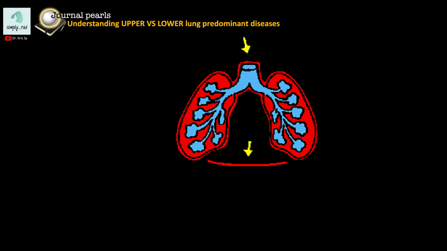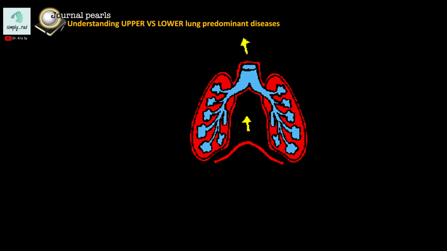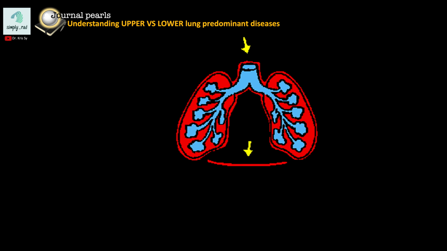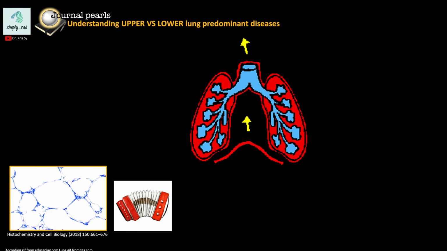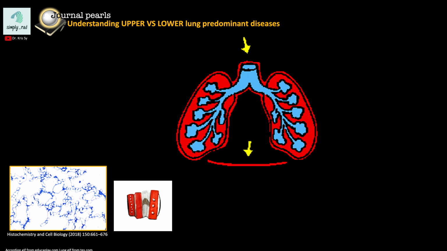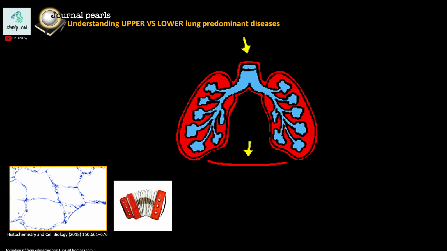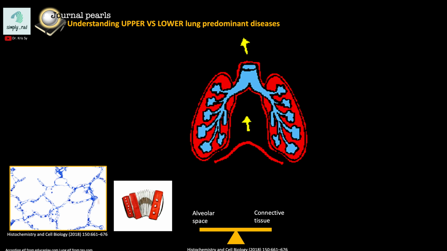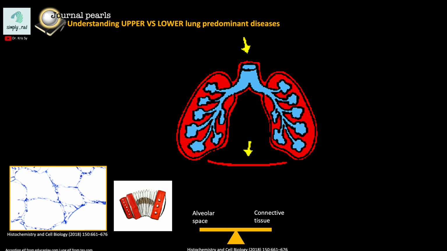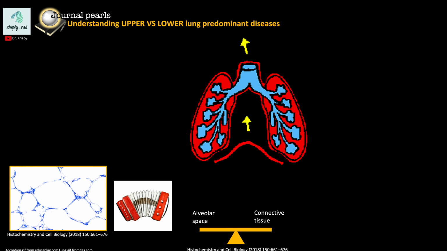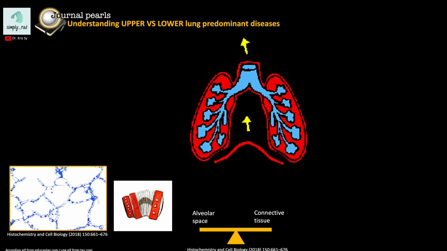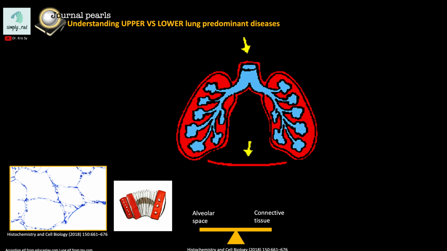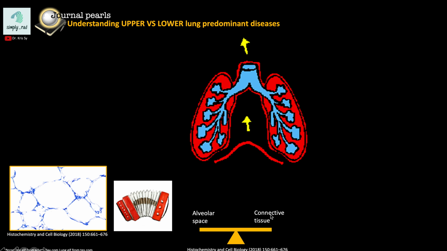A helpful way to remember the upper versus the lower lung predominant diseases is to recall our basic physiology. We inspire and the air distends the alveoli and they would look like this accordion. When we expire, the air goes out and the accordion folds. What keeps the alveoli from collapsing and what keeps it from bursting when we inspire is a balance between the alveolar space and the connective tissue.